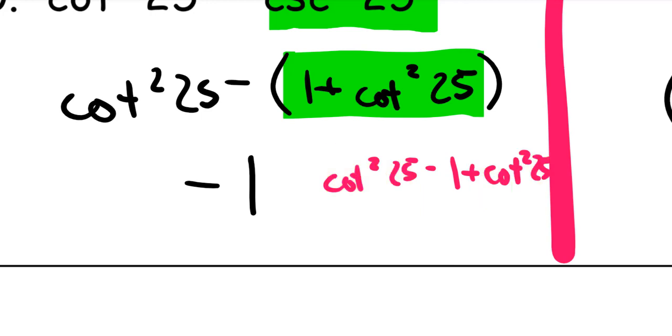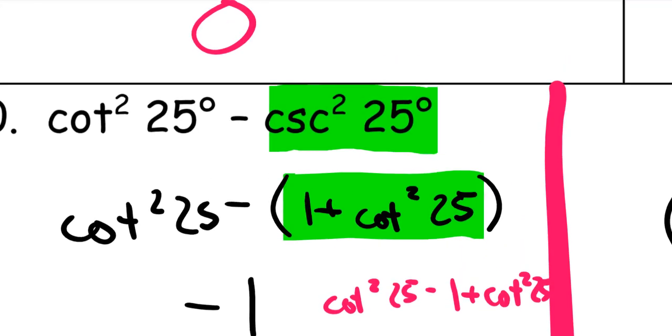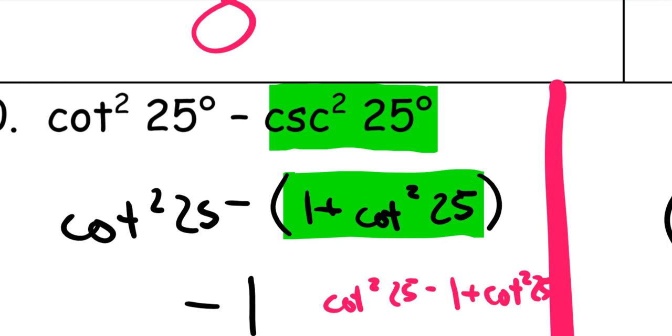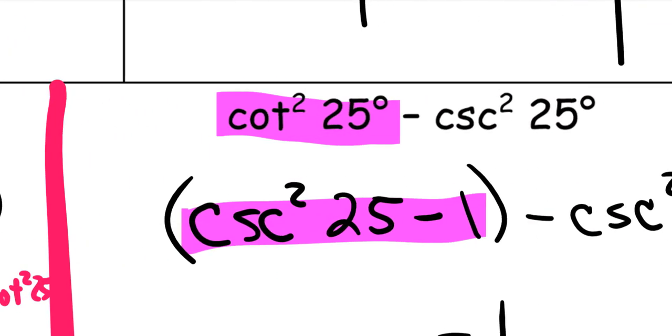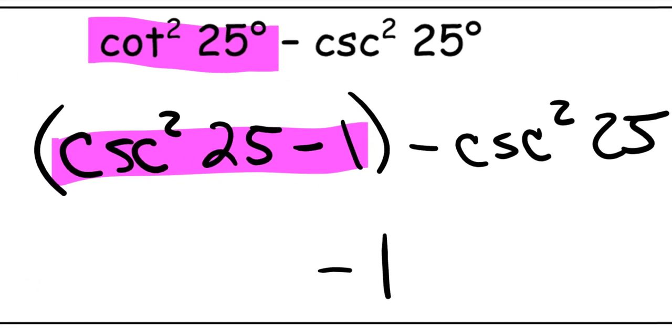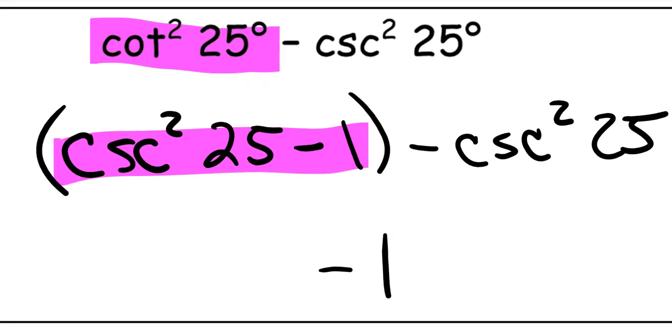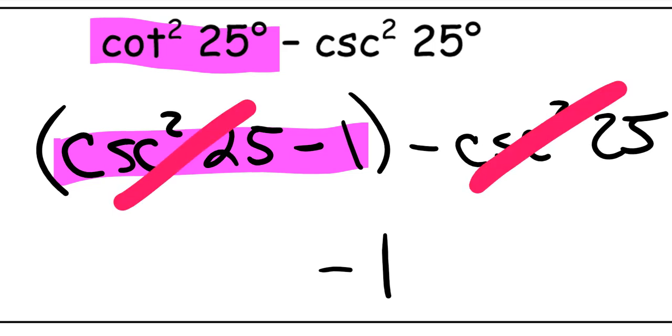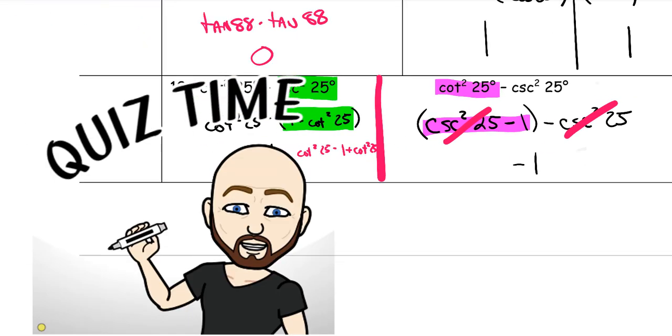Check your signs to do that. Now, that's only if you replace the cosecant squared. But say, on the other hand, you want to get rid of the first term, cotangent squared. You could have done it like this. So cotangent squared goes out, cosecant squared 25 degrees minus 1 goes in. And again, parentheses around the substitution. And then, of course, cosecant squared 25 is there. You've got 1 over on this side, 1 on the other side. You're subtracting them. They are gone. And you end up with negative 1.